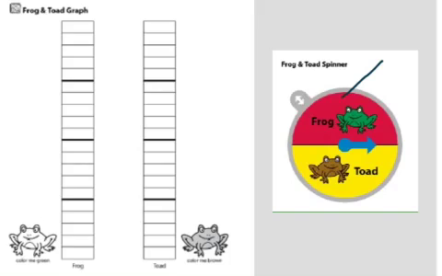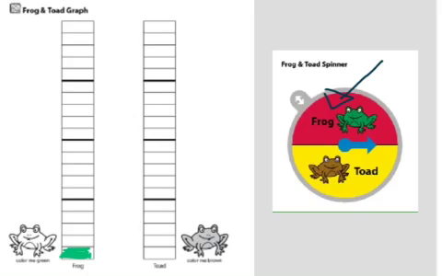It landed on frog. So today we're going to color in one piece on our frog side of our graph. So, how many pieces does our frog have? Right, 1. How many pieces does the toad have? 0.